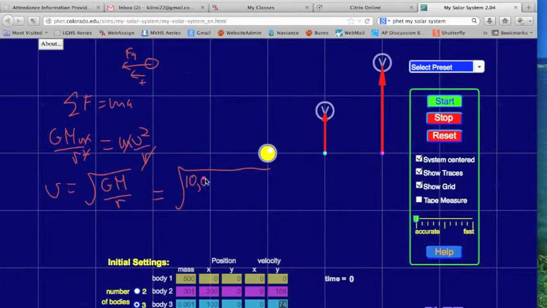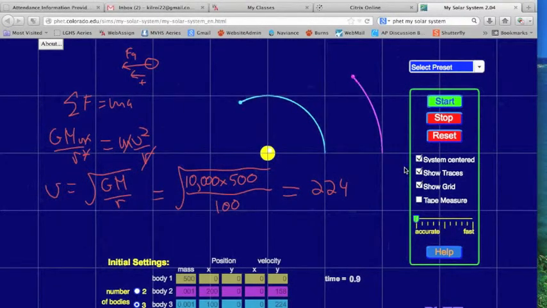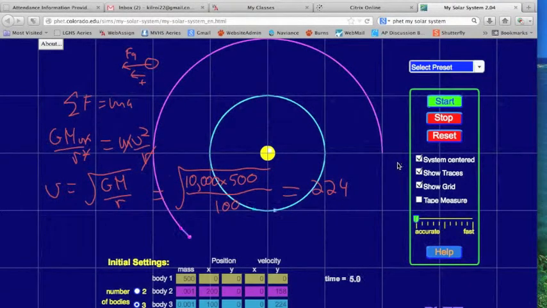And so again, we're using just the program units. Distance is pixels. Time is frame rate, and mass is just something they kind of made up. And so now the radius is 100, and we get 224. So according to this, we want to put 224 for the speed. And so if I say start now, we should have 2 circular orbits. The one that was given to us, the purple one, and the one we just made. So you can make other circular orbits and so on.